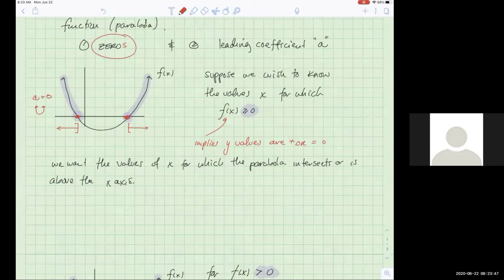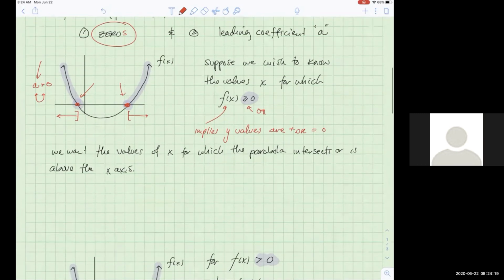This is just for if a is greater than 0. Obviously, if a is less than 0, this coefficient, then the parabola is flipped upside down. We need slightly different regions here, but the basics are related to whatever this inequality is. That's key. And then, of course, where are your zeros? And then is your parabola opening upward or downward? And this classifies the intervals that we're looking for here.